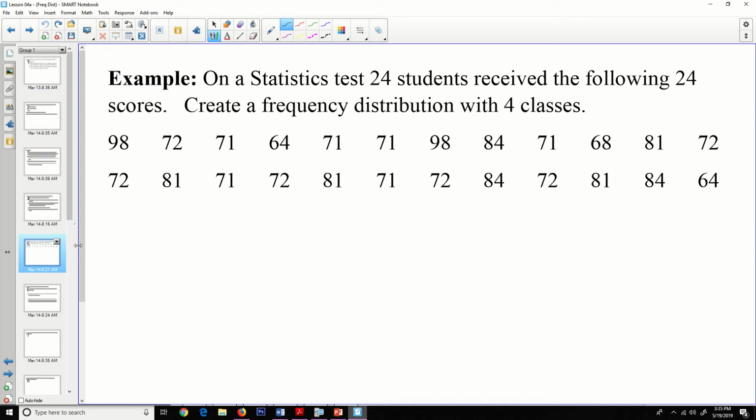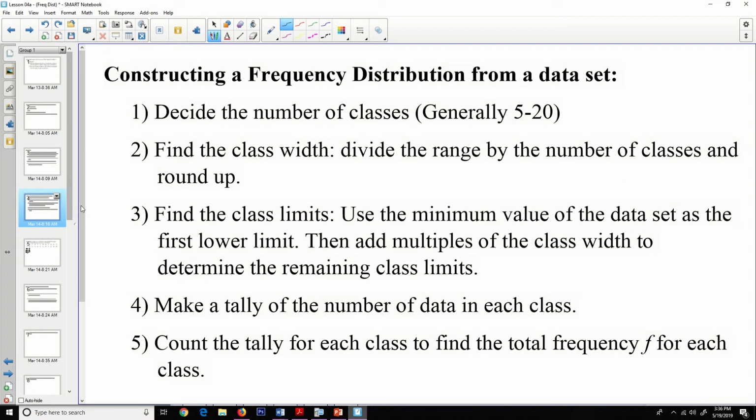The first thing we want to do is find the maximum value. 98 is the first one I see, and it looks to me like 98 is the largest number in that data set. Then I start looking for the smallest. 64. There's another 64, but I don't see anything smaller than 64, so that's the minimum. Now we find the range: 98 minus 64 is 34. So my range is 34.